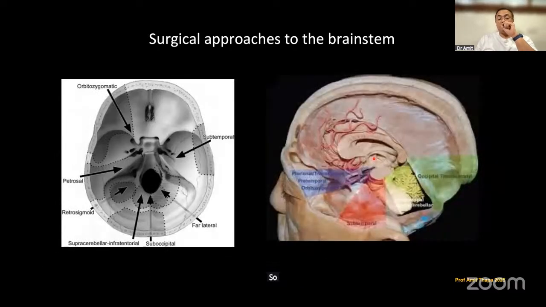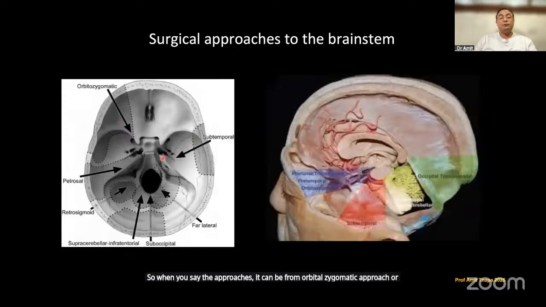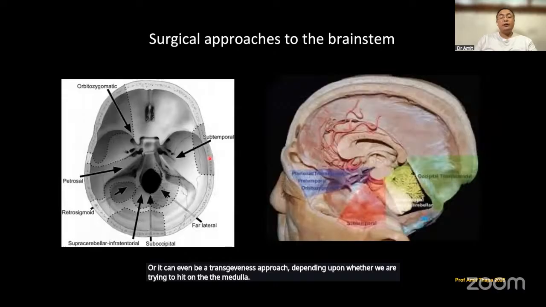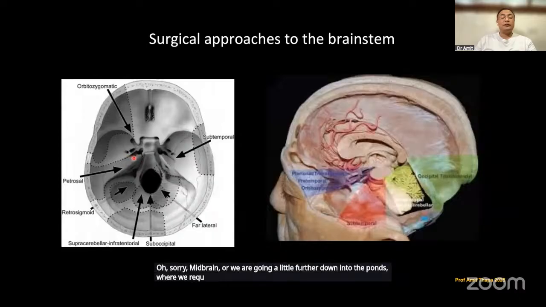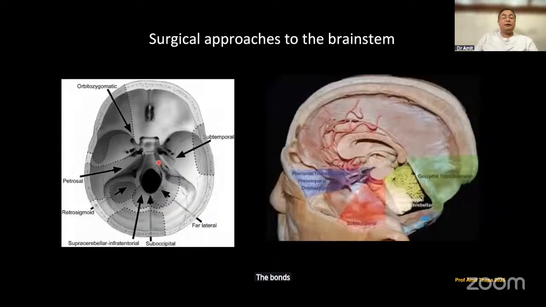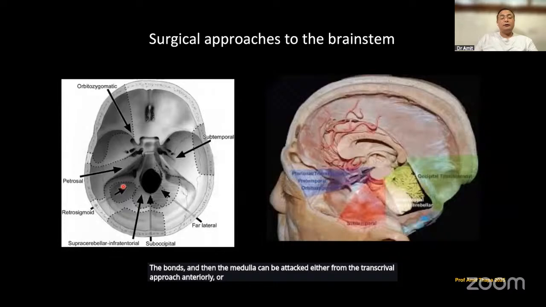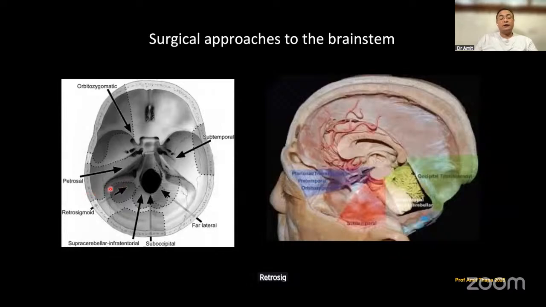When we speak of anterior approaches, it can be the orbitozygomatic approach, or the subtemporal approach, or it can even be a transcavernous approach, depending upon whether we are trying to reach the midbrain, or we are going a little further down into the pons, where we require an anterior petrosectomy to reach the pons. And then the medulla can be attacked either from the transclival approach anteriorly, or through the retrosigmoid, labyrinthine approaches or transcochlear approaches from the lateral sides.